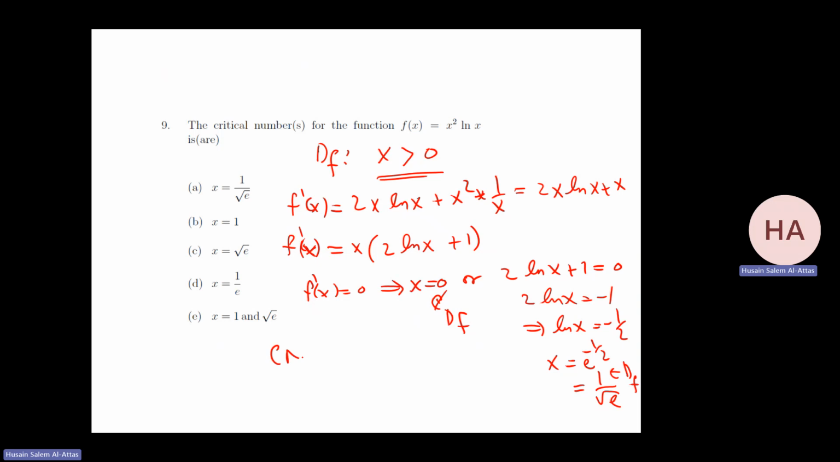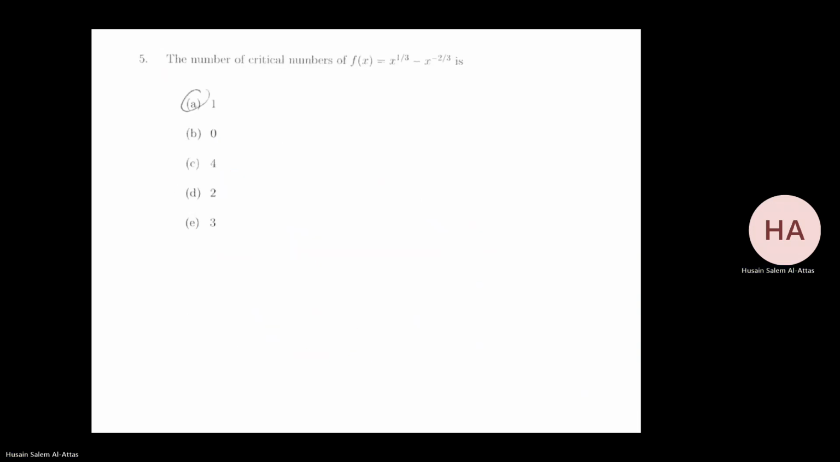So what are the critical numbers? By the way, f prime does not exist nowhere, since I have x to be greater than 0. So the critical number is x equal 1 over square root of e, which is this, the critical number of this function.